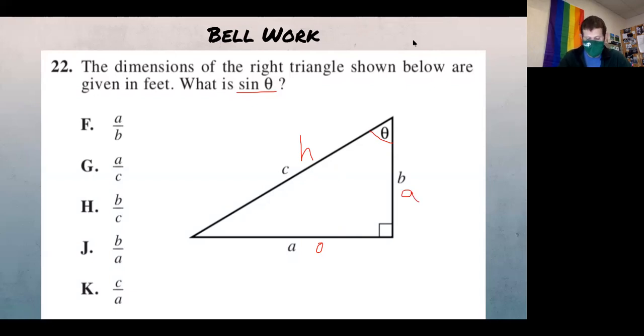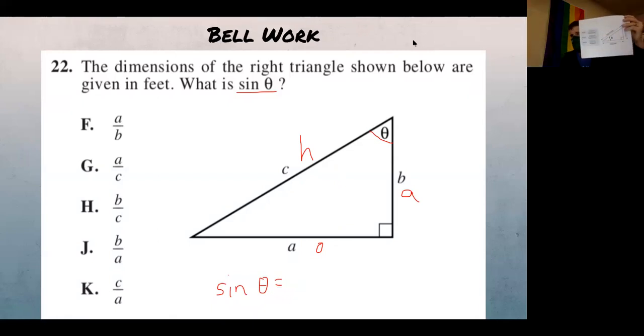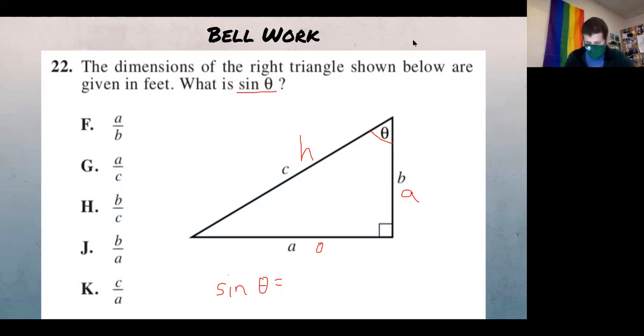And now we need to decide if it's a sine ratio. Sine is defined, and this is found on your reference sheet. You won't necessarily have this on ACT. In fact, you won't have it, but you can remember SOHCAHTOA. So sine is the opposite over hypotenuse. So in this case, the opposite is A, the hypotenuse is C. So that should be A over C.